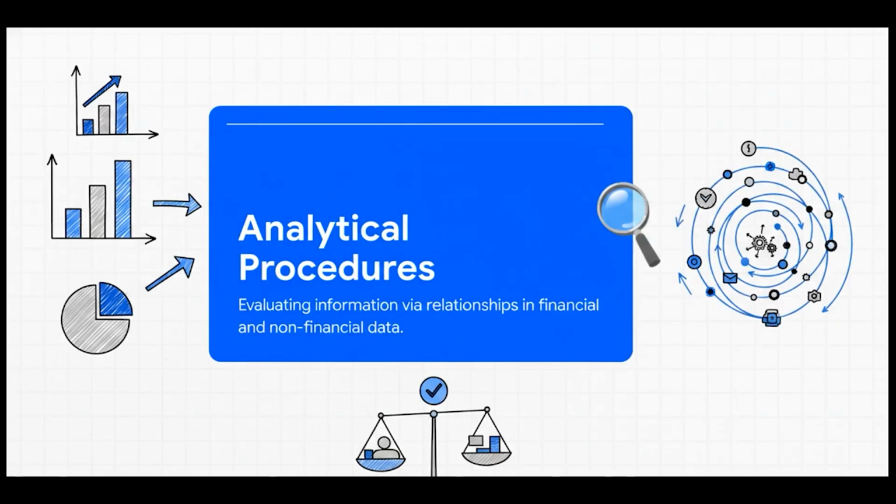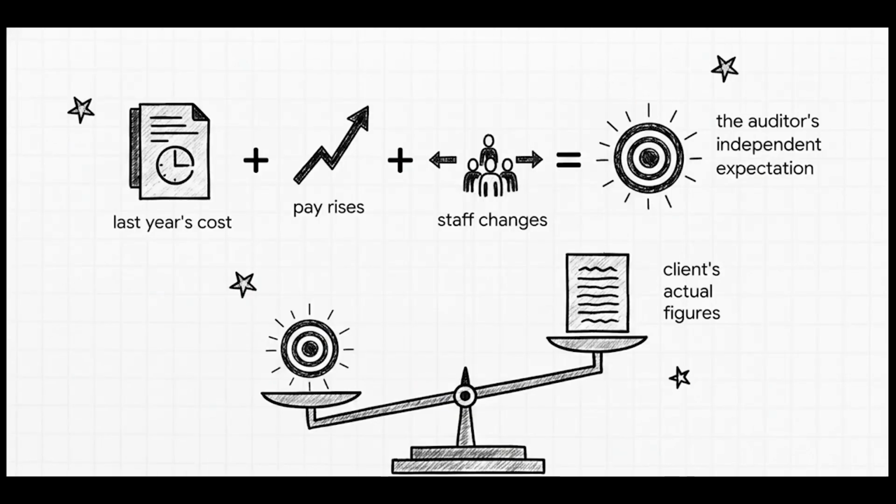Next in the toolkit, analytical procedures. This involves evaluating financial info by looking at plausible relationships among both financial and non-financial data. It's an incredibly efficient way to audit an entire account balance for reasonableness all at once. Let's look at exactly how auditors execute this using a proof in total technique.